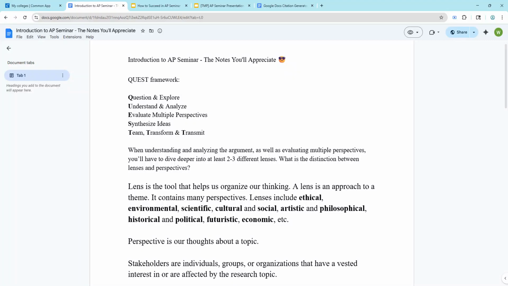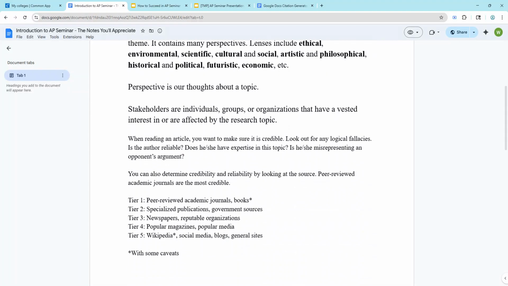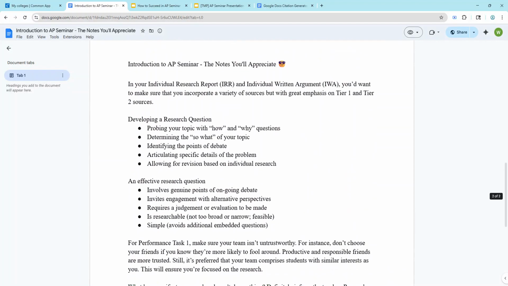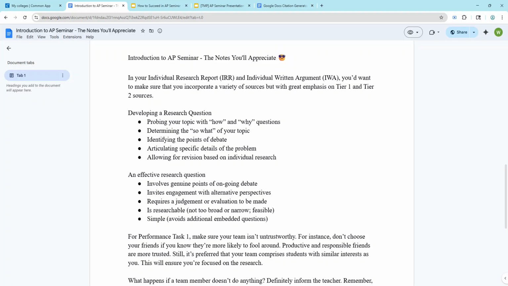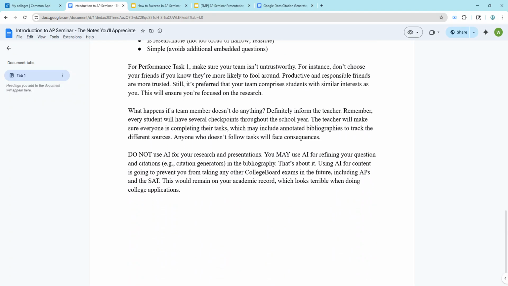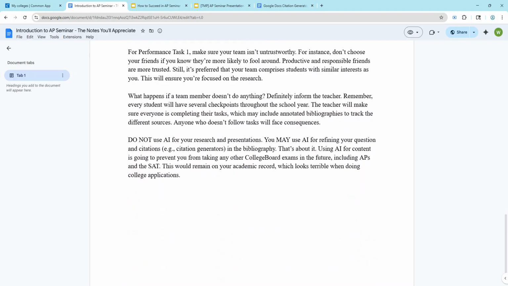So previously I've talked about this entire page, the QUEST framework, lenses, perspectives, stakeholders. Then let me show you this. You must remember about credibility and reliability based on the kind of source we are using. And then I also spoke about the individual research report, developing an effective research question, right? What are the qualities of a question that you can truly, thoroughly research in a given time frame? Then I also spoke about general tips about your team for Performance Task 1.